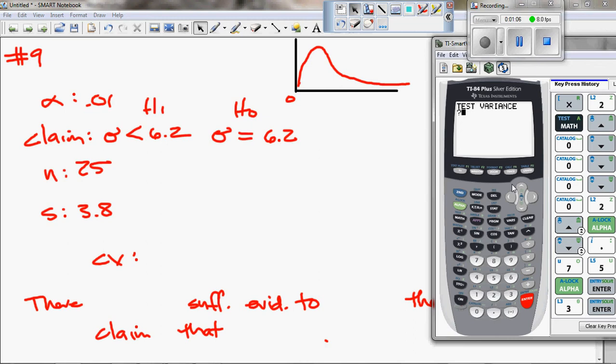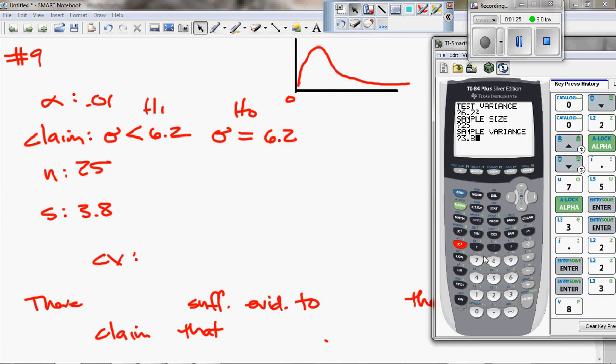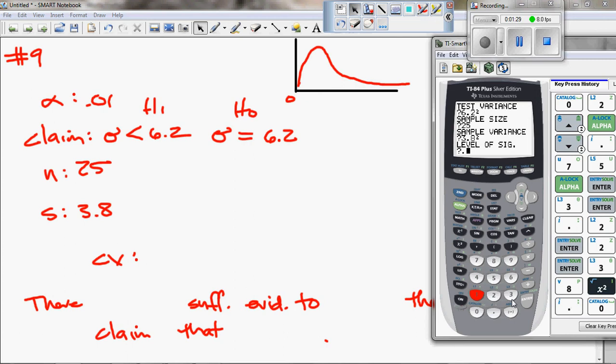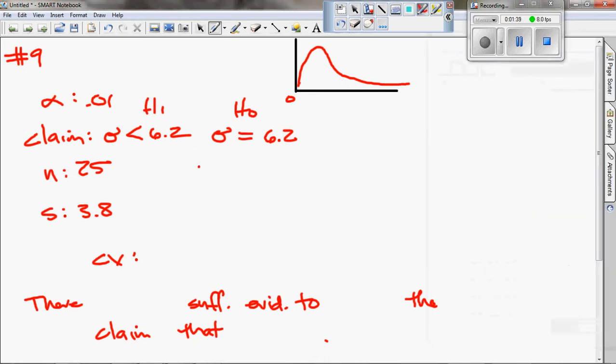Hit enter. The variance we are testing is 6.2 squared. The sample size is 25. Sample variance is 3.8 squared, the sample standard deviation squared. The significance level is 0.01. Write down our test statistic, 9.02.